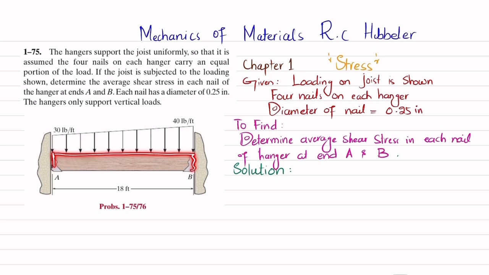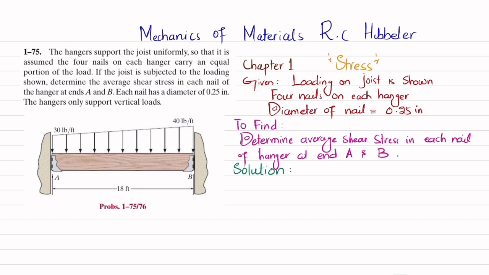So you can see this is the joist that carries the load shown over here, and these are the hangers at A and B that support it. Now in this hanger we have 4 nails, 2 on this side and 2 on the other side. Similarly, 2 nails on this side and 2 on the other side. The diameter of the nail is given, so you have to find the average shear stress in the nails at ends A and B. So let's start with the solution.